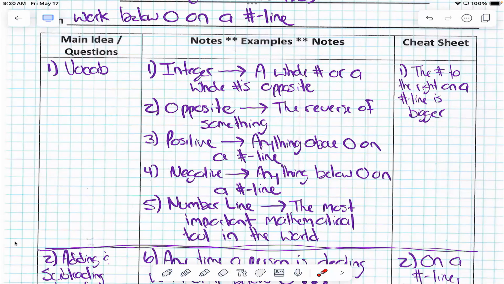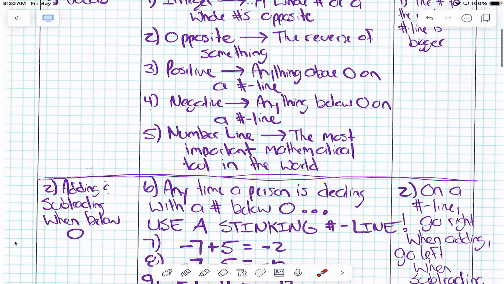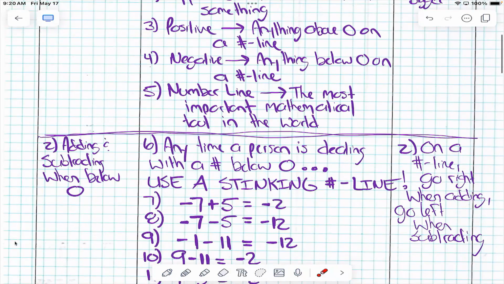Sweet. We know what opposite is. What side of the number line is positive? Right side. What side of the number line is negative? Left. And number lines, are they important? Yes.